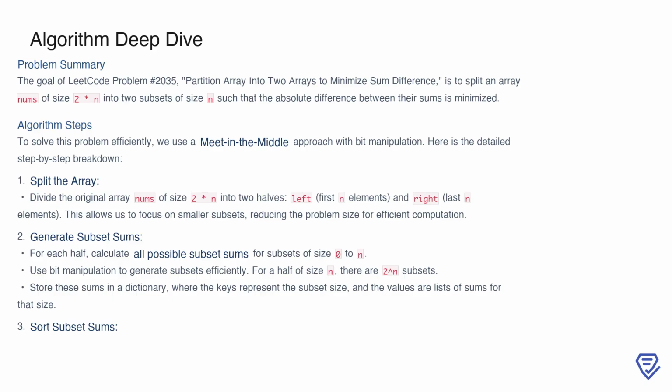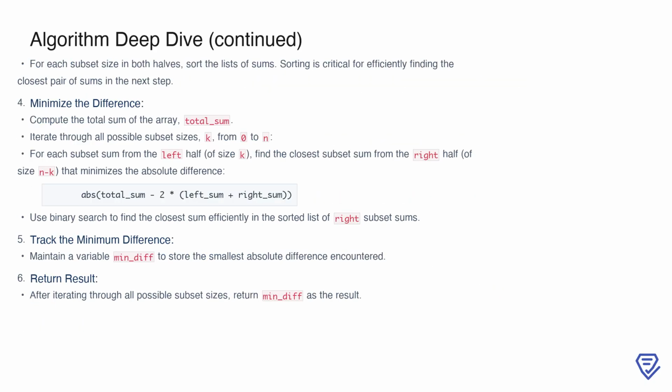Finally, we sort the subset sums for each size, setting up the foundation for the next step of minimizing the difference. Sorting the subset sums is critical because it allows us to efficiently find the closest pair of sums between the two halves. With the sums organized, we compute the total sum of the array, total_sum, and iterate through all possible subset sizes, k, from 0 to n. For each subset sum from the left half of size k, we look for the closest subset sum from the right half of size n-k that minimizes the absolute difference.